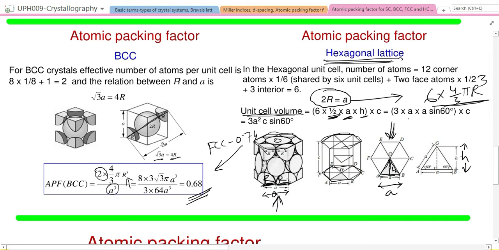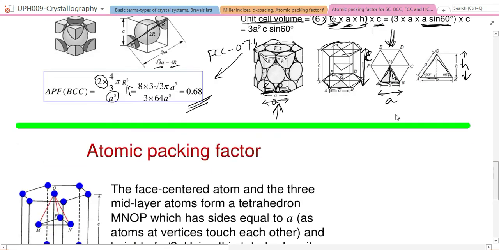So from here, if you look closely, this is an isosceles triangle. All sides are equal. So this is 60, this is 60, and from here you can say h is equal to a into sine 60. And then the volume, so that's the area of one of the triangles. So there are 6 triangles. So 6 into half into a into h. And to find out the volume of this whole cell, you have to multiply it by its height. And this height is c. So that's the volume of this unit cell. So when you put it there, you have 3 a square c into sine 60.